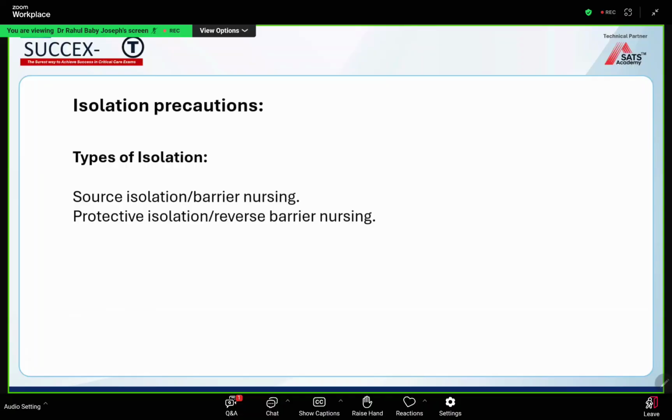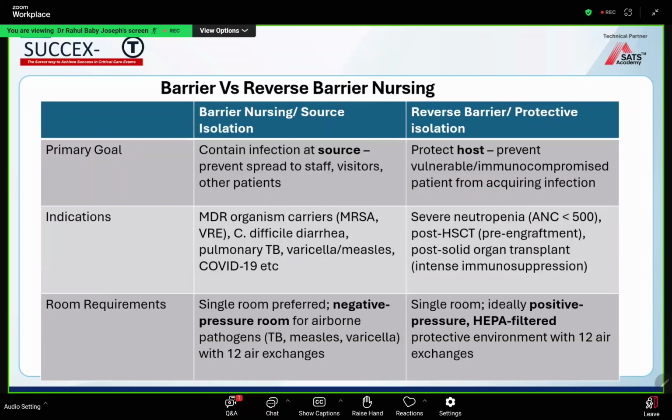So coming to isolation, there are two types of isolation. One is the source isolation, which is called barrier nursing, and also the protective isolation, which is reverse barrier nursing. You should know the difference between these two. The primary goal of barrier nursing or source isolation is to contain the infection at the source. This is to prevent the infection from spreading to the staff, visitors, or other patients. In reverse barrier, you're trying to protect the host from getting the infection. These are mostly vulnerable patients, especially patients with severe neutropenia with the ANC less than 500. You're ideally putting the patient into a protective isolation.